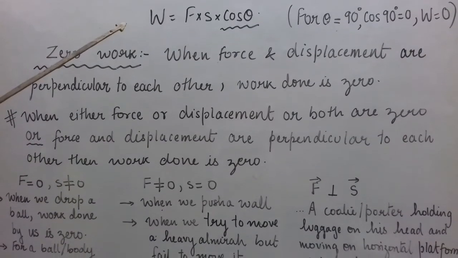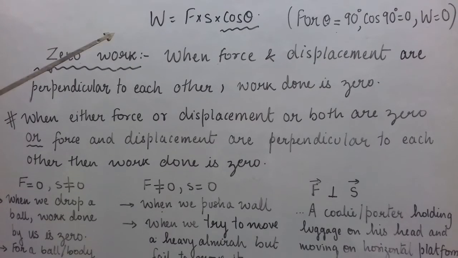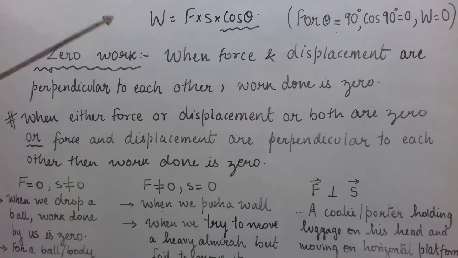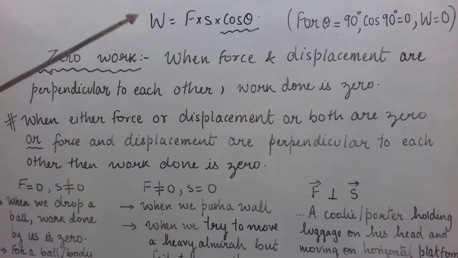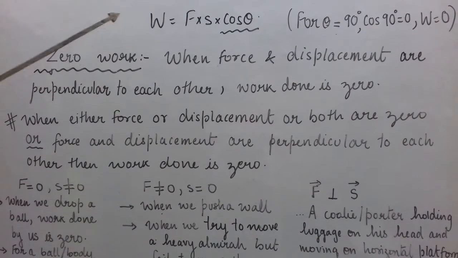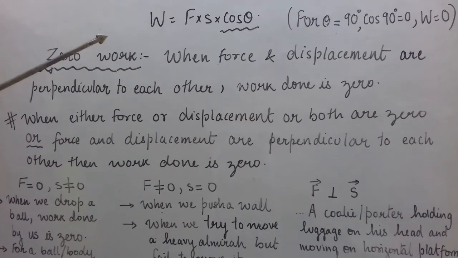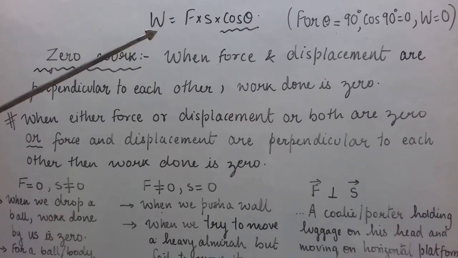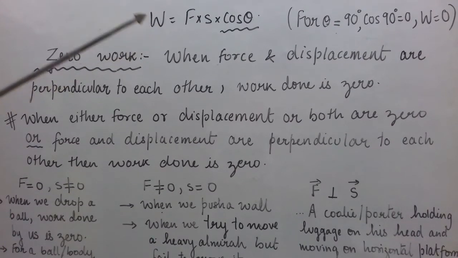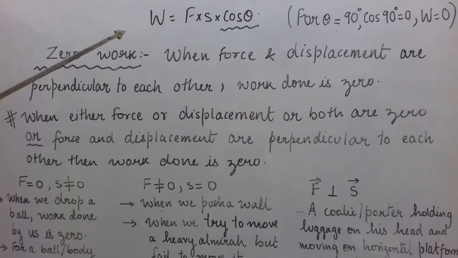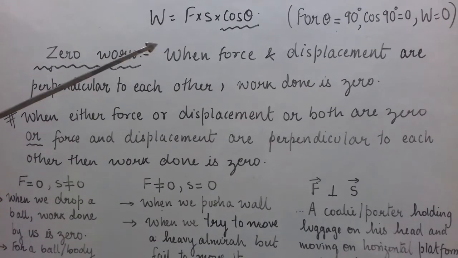We know this is a basic equation of work. W is F s cos theta, where W is work done, F is the magnitude of force applied, S is the magnitude of displacement produced, and theta is the smaller angle between force and displacement vector. We also know that when theta is 90 degrees, cos 90 degrees is 0 and so W will be equal to F into S into 0, so work done will be 0.